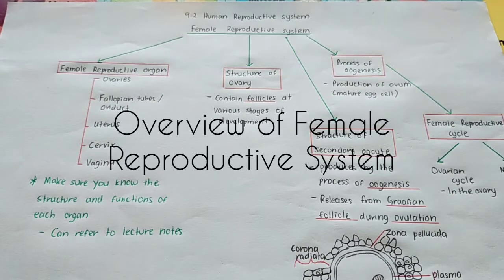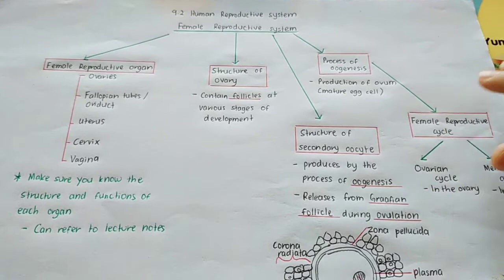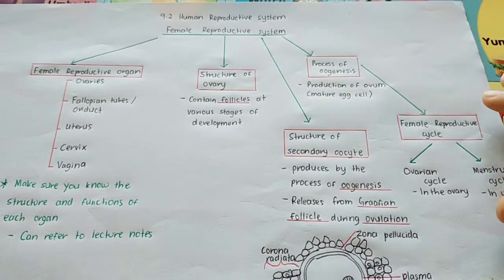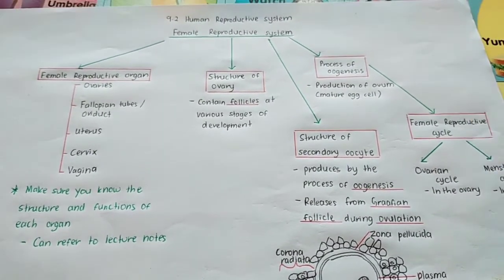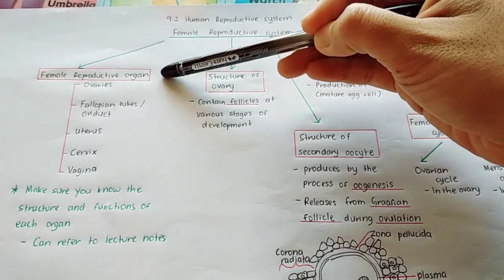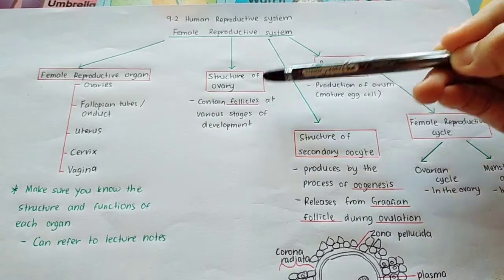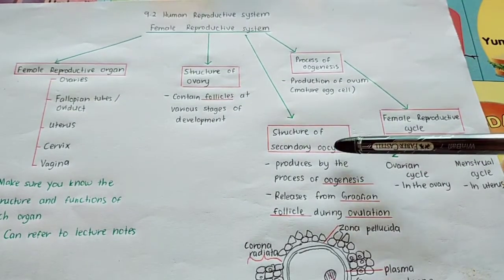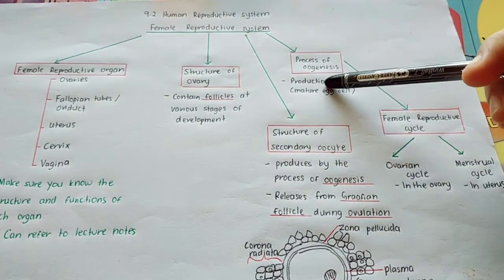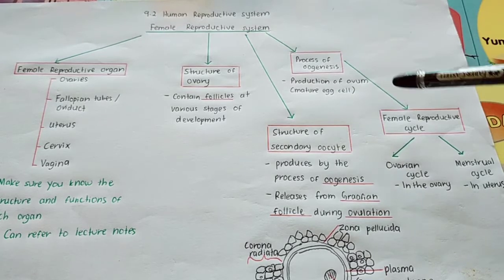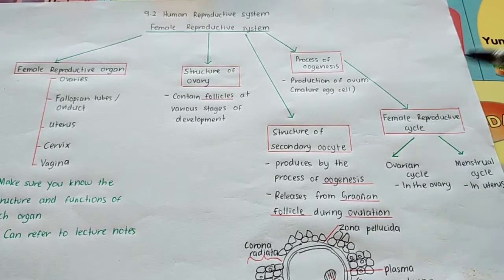So now let's discuss subtopic 9.2, human reproductive system, for female reproductive system. First of all, this is the overview for female reproductive system. So apa yang awak kena tahu adalah the first one, female reproductive organ. Second, structure of ovary. Next is structure of secondary oocyte. Third is process of oogenesis. And another one, female reproductive cycle.